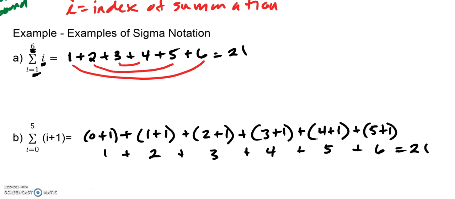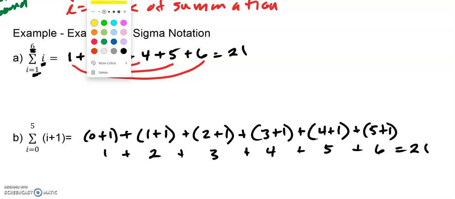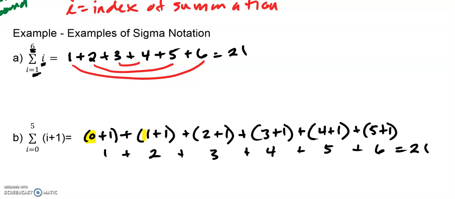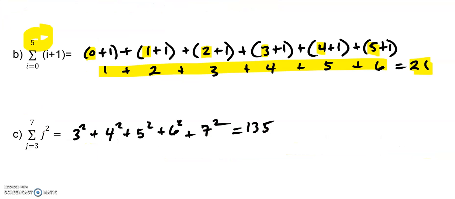On the first one, plugging those values in, you plug in 0 first, and then you plug in 1, and then 2, and then 3, and then 4, and then 5, because 5 is your upper bound there. When you plug those in and then simplify, so 0 plus 1, 1 plus 1, 2 plus 1, 3 plus 1, you end up getting the same string of numbers, which we already know adds up to 21.